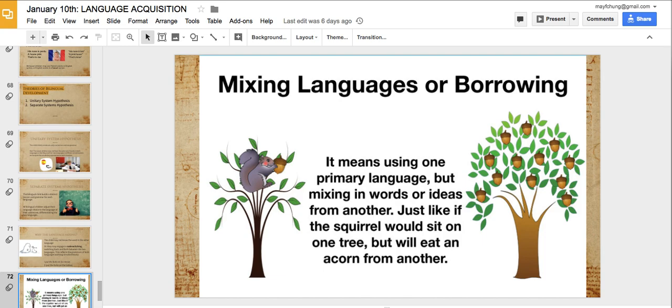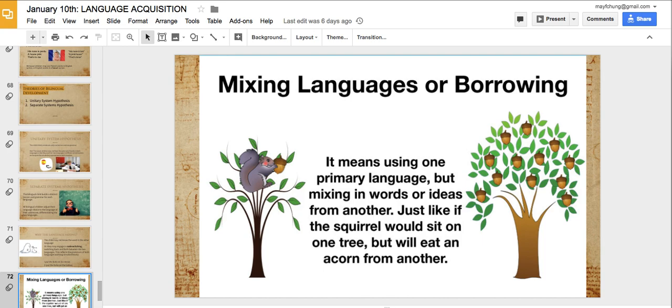When we talk about code switching, what's the difference between mixing languages and borrowing languages? Borrowing words may be that it's as if a squirrel is sitting on one tree but will eat the acorn from another tree. It doesn't mean that you're automatically fluent in a language. So, for example, the Taco Bell slogan, "Live Más," right? Más means more, and so, even if you know that word, it doesn't mean that you automatically know Spanish.